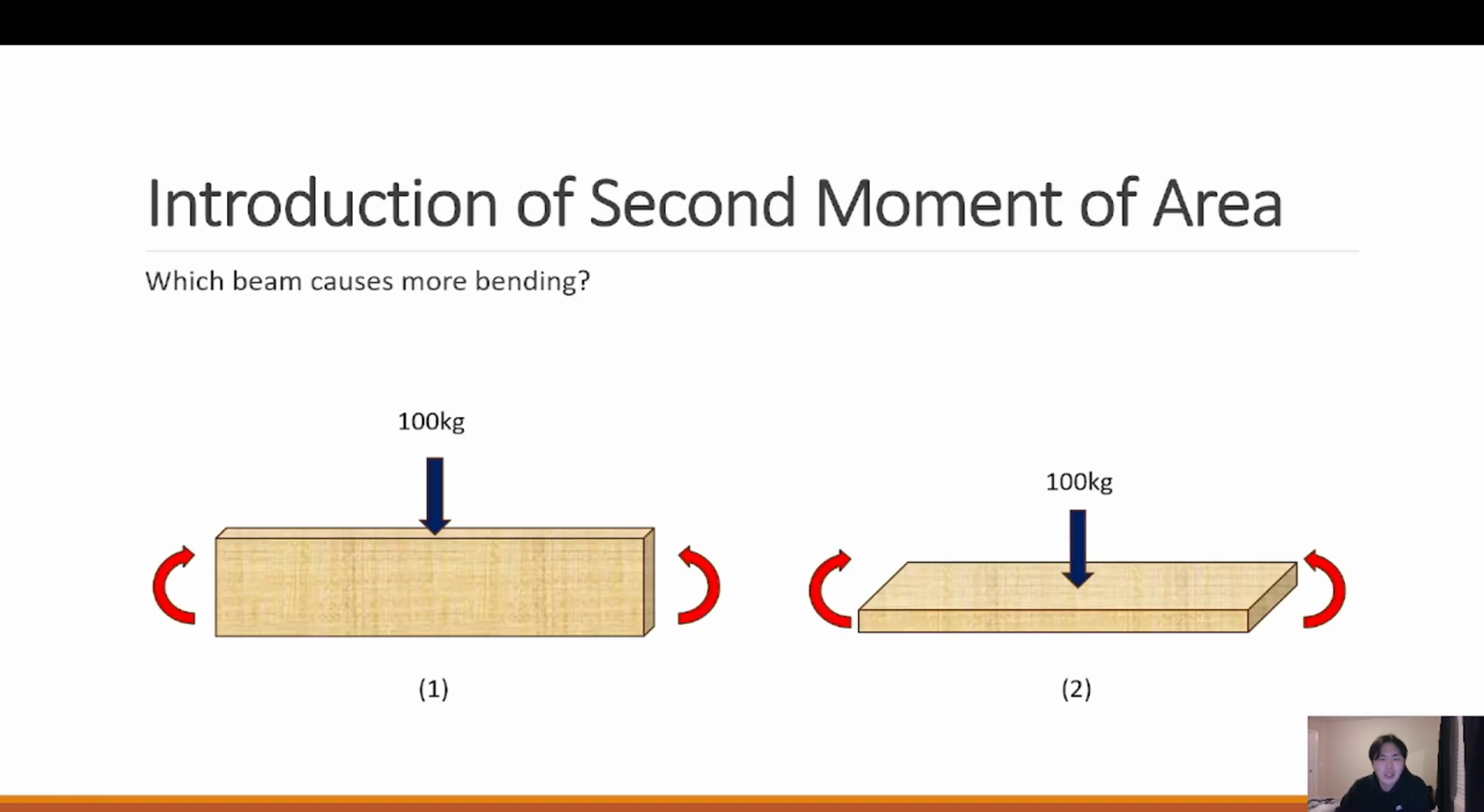So before we get into this, let me ask you guys a question. If two wooden beams are subject to load 100 kilogram, which beam causes more bending? Please note that these beams are made of same material and the loads are applied at the center of the beam. Seems pretty easy.